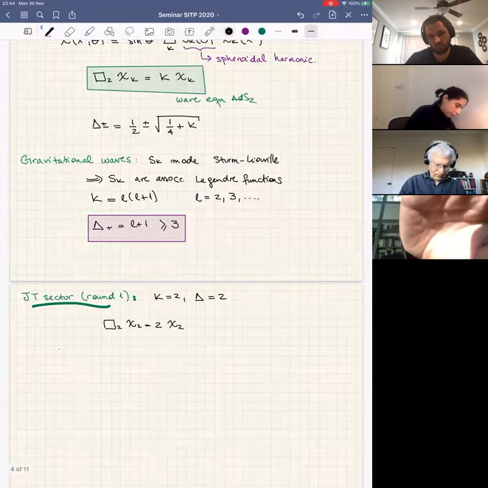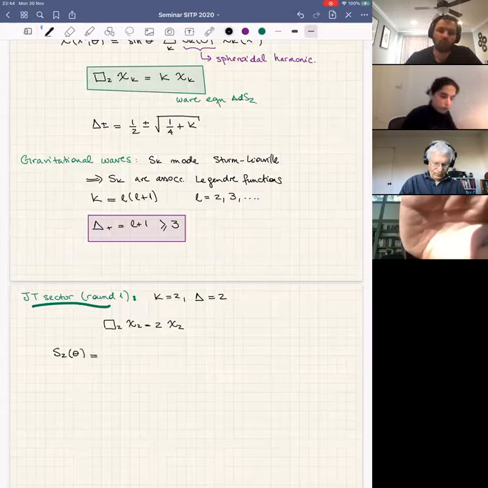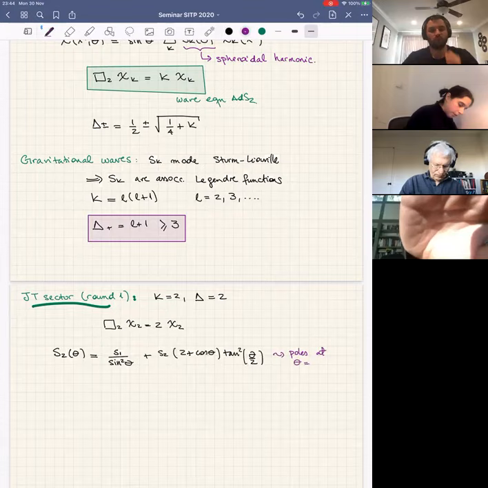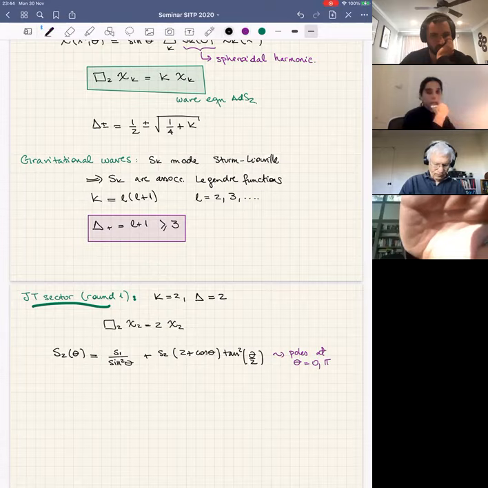If you look at the angular part and you ask yourself why the relativists hated this solution, it's because of the following. I'll write both of them. There's two linearly independent solutions to the angular part when you put k equal to 2, as expected. It's a second order differential equation. And this thing has poles at theta equal to either 0 or pi. So of course, Mr. Teukolsky would not have considered this as an interesting solution.